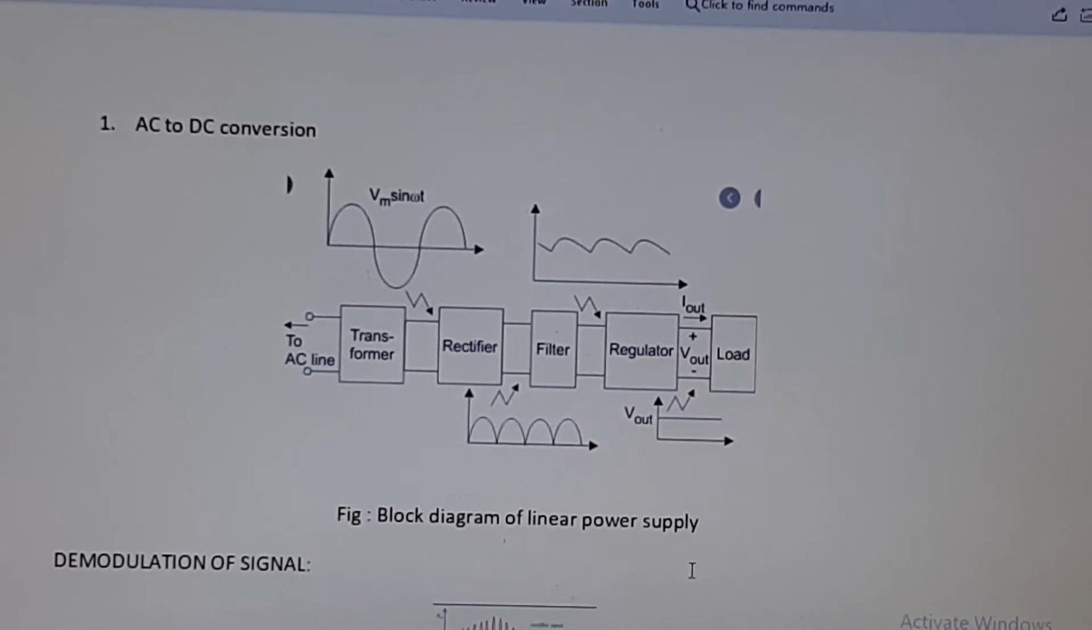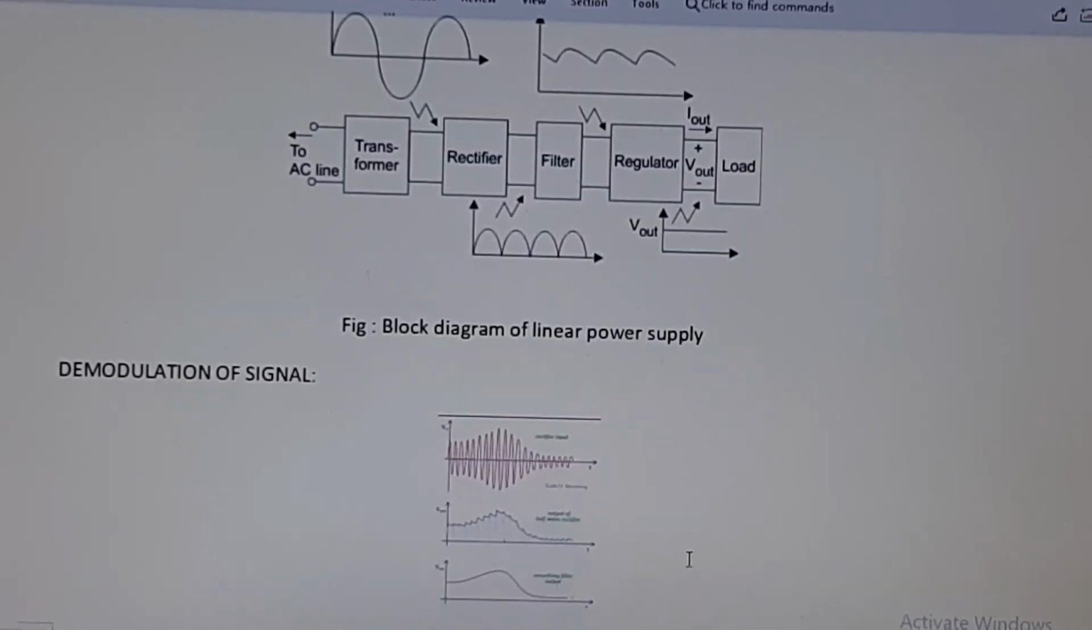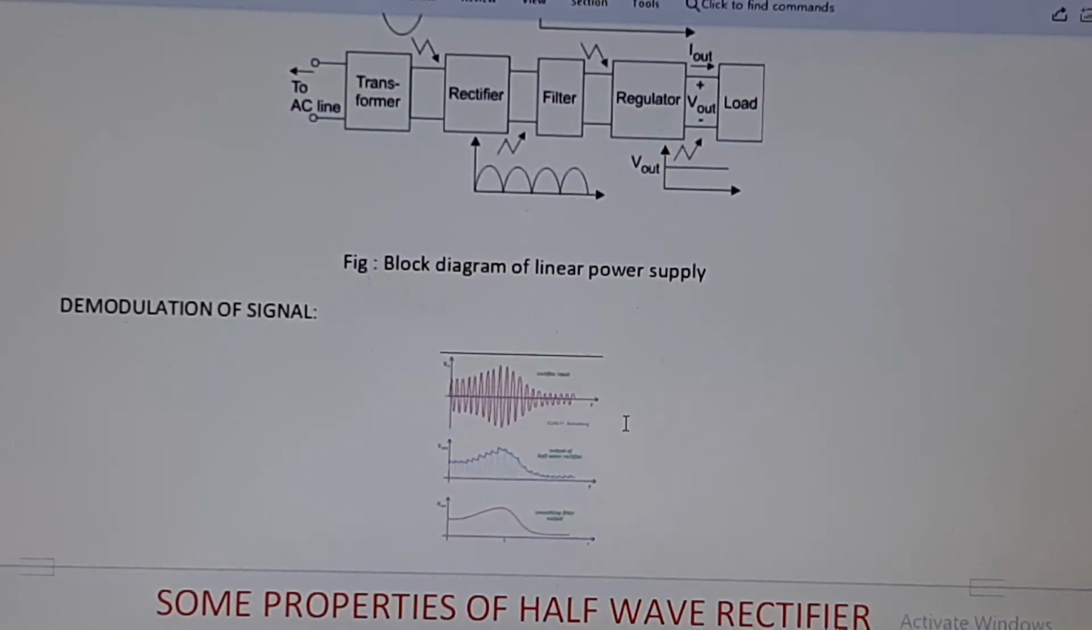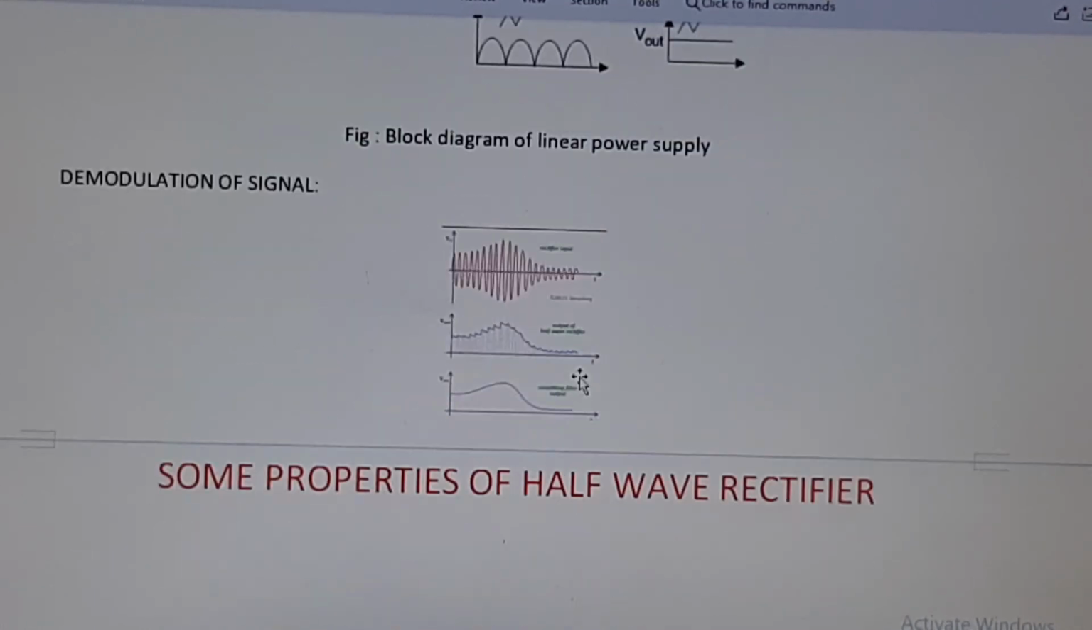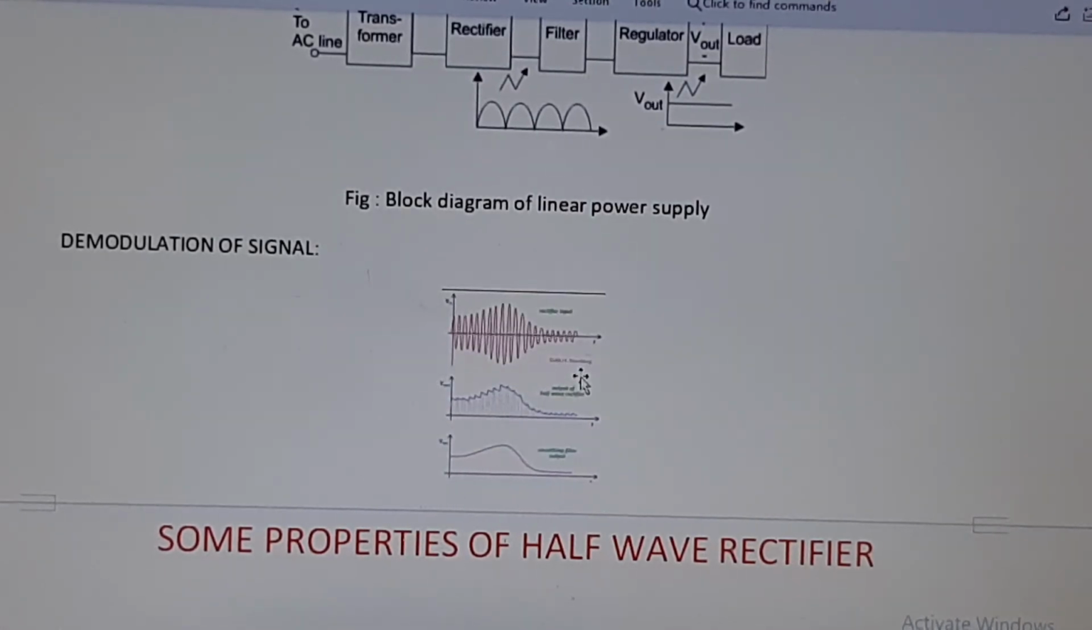It is used in this sector. We can also use a rectifier circuit for demodulation of a signal. If we see here a signal whose quality is not so good, and we use a rectifier, then it will be smoother, and finally we can get a smooth signal like this. That is another application of the half-wave rectifier. I have already mentioned one application, that is, we can use it as a mobile phone charger. So these are a few applications of half-wave rectifiers.